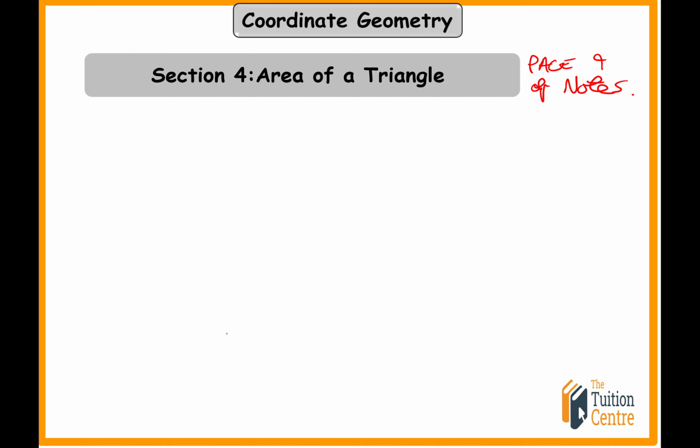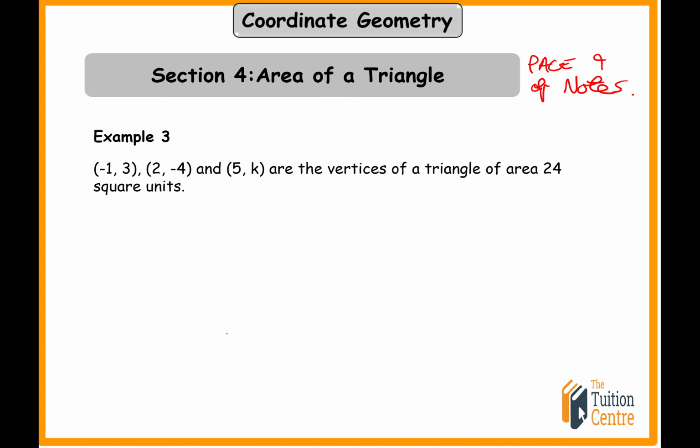We're going to have a look at a more difficult question here about area of the triangle. It's on page 9 of your notes of the line and it's left blank for you. So it's example 3. It says we have 3 points, (-1, 3), (2, -4) and (5, k). They are the vertices of a triangle of area 24 square units.